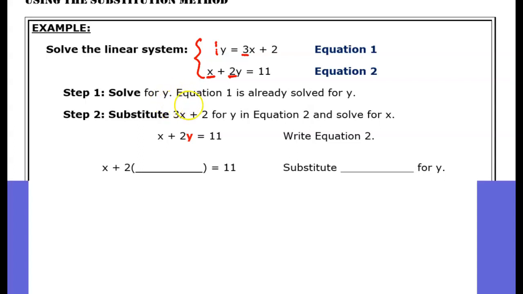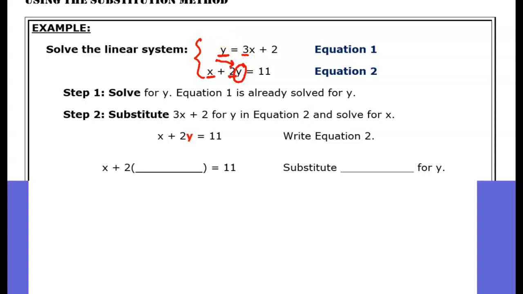So equation 1 is already solved for y. So we don't need to worry about solving for it. So we're just going to use y is equal to 3x plus 2 as our first step. We're going to take this 3x plus 2. Now this is important. I like to notice we solved for y here. So I'm going to circle the y here.